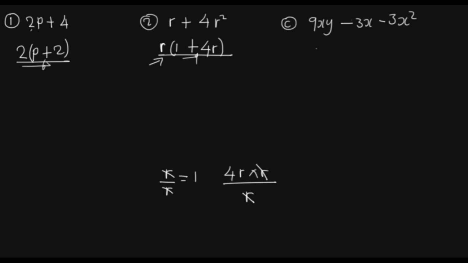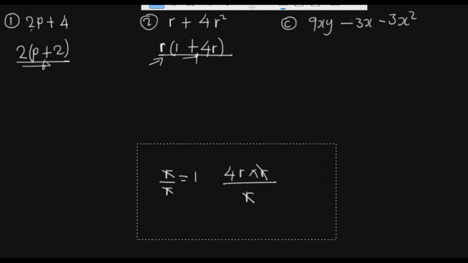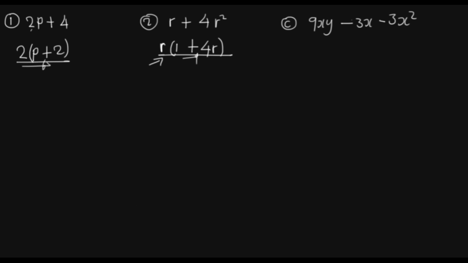Now let's go to question C. Question C will begin with the common factor in terms of a number. So we can see that here 3 is common, 3 is common, 3 is common. So number 1, 3 is common. Then in the second one, x is common, x is common, also x is common. So x is also common.